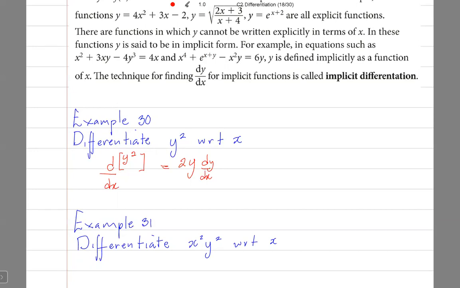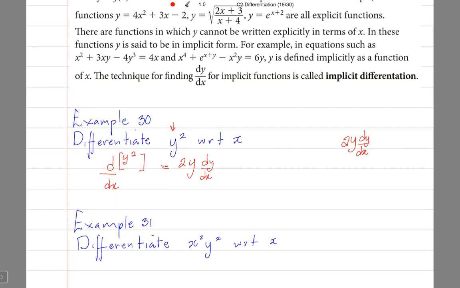So it's a power differentiation. The 2 comes to the front. The power decreases by 1. Then you multiply by the differential of the inside function. The inside function is y. When you differentiate y with respect to x, you get dy by dx. So when you differentiate y squared with respect to x, your answer is 2y dy by dx.